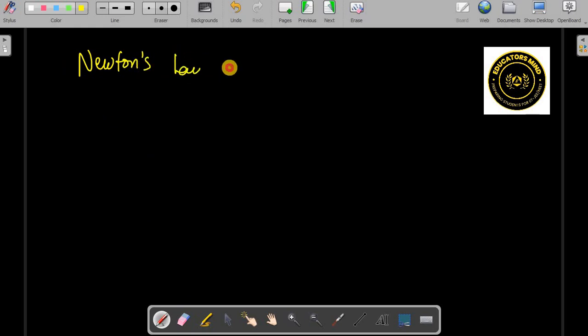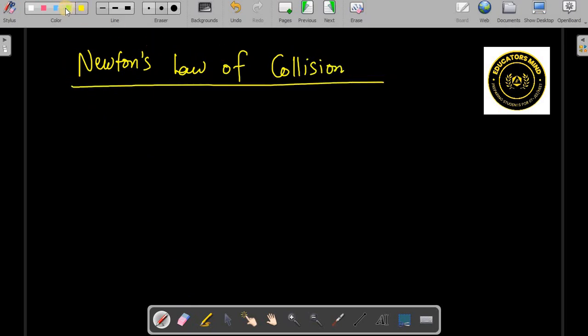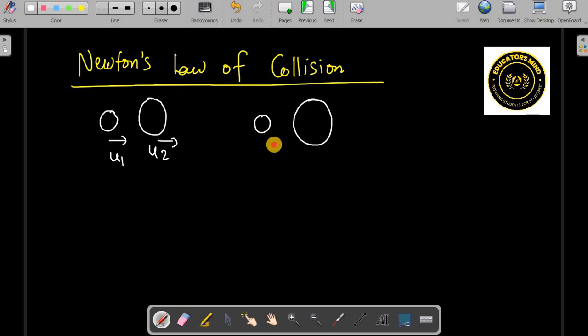Newton's law of collision. Newton's law of collision gives us how collision is happening. So just before and just after, suppose this body just before has velocities u1, u2, and just after this is going with v1, v2.